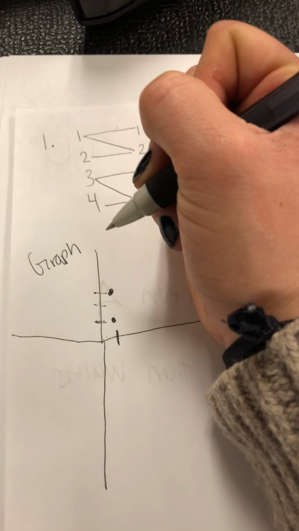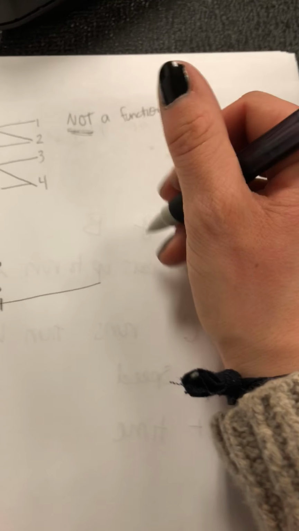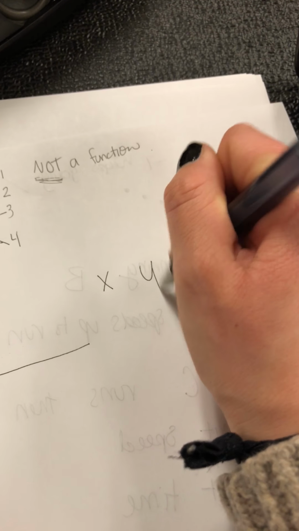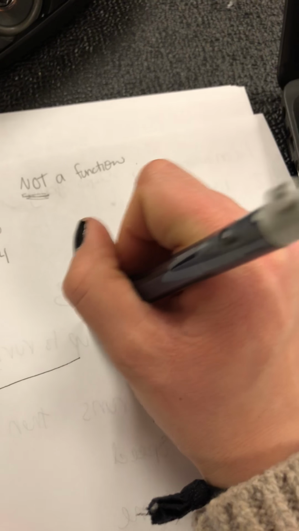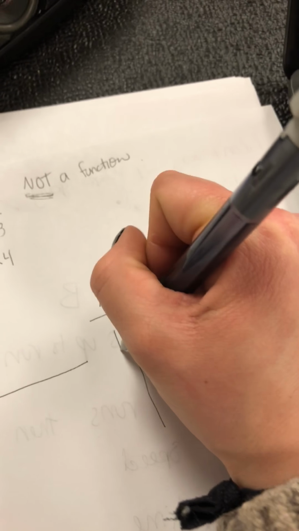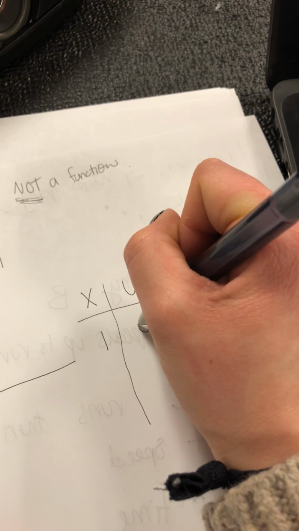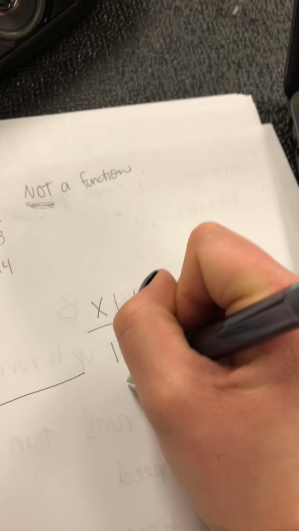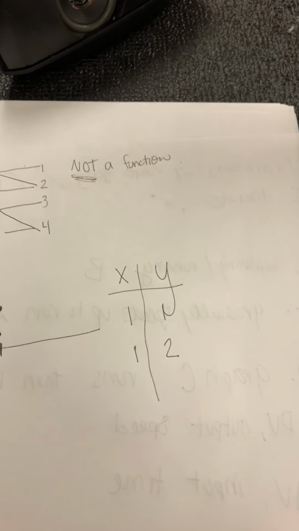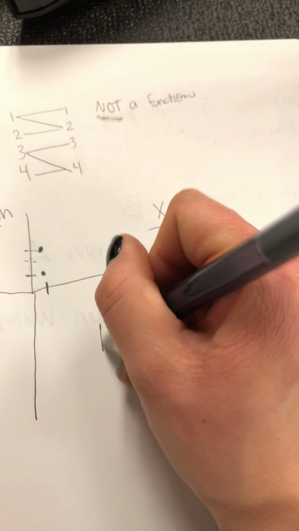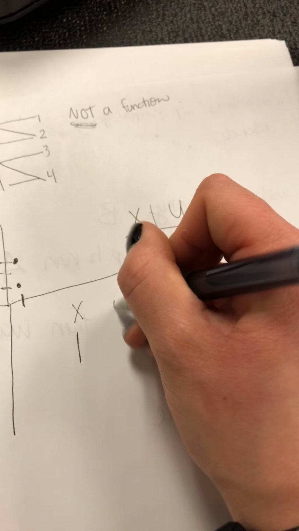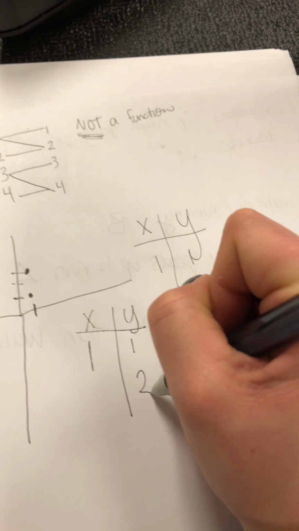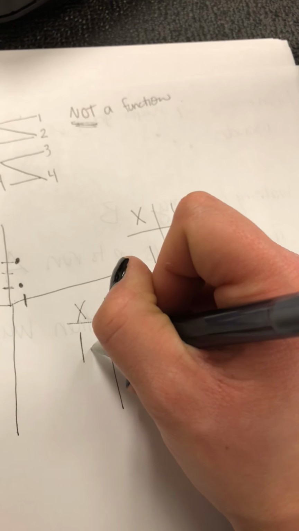Then I move on. I want to make it a table. So I'm going to have my x and my y, or my input and my output. My x is 1, and it is 1 for the first point. And my x is 1 and my y is 2 for the second point. And then the mapping diagram looks a lot like the table. My x value is 1. And my y value is 1 and 2. And it goes to both places at once.